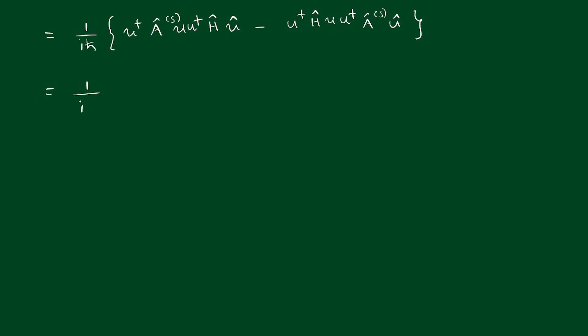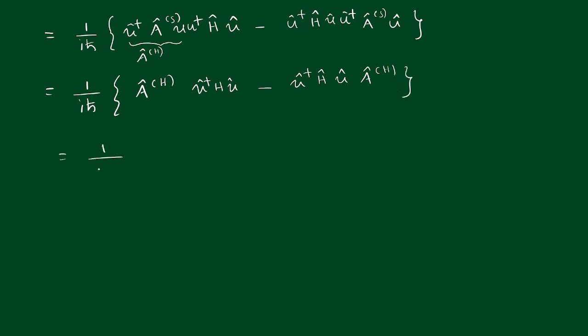Is that all right? Now what we have is the commutator. What is U dagger A S U? That is simply A H. So we write it as A H, and then we write U dagger H U. We should put the operator sign, that's the notation we have been following. Minus U dagger H U and then A H. So this I can write as 1 by i h cross commutator of A H with U dagger H U.